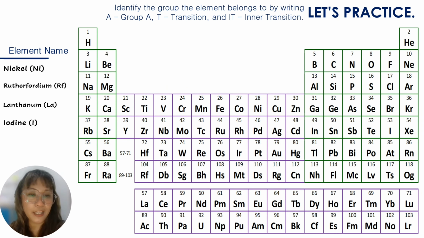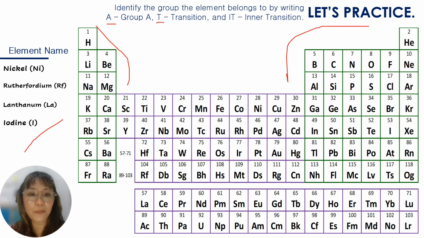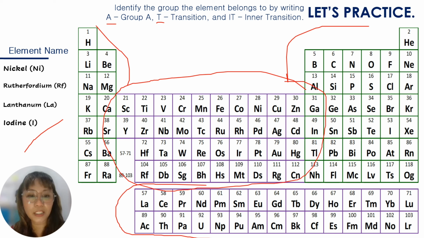In this part of the video, we're going to find the classification of the elements here. So, the answer is A if it is a group A element, found here. T if it is a transition element, group B in the middle, and then IT if it is at the bottom. Okay, let's start. Nickel.